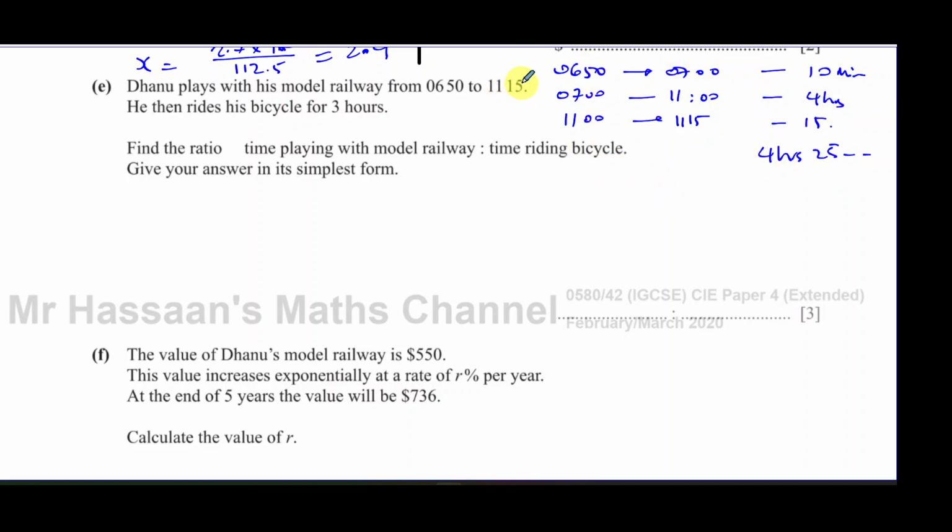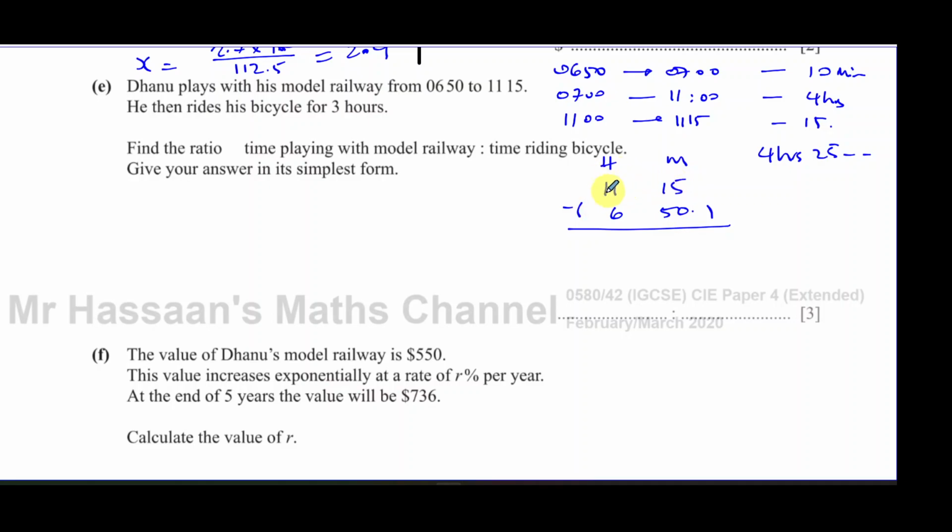Before I do that, I'm going to show you an alternative way of working out this time. If you want to find the difference between two times, you can set it up like this. You can say 11:15 and 6:50. Now, this is hours and this is minutes. I want to subtract to find the difference between them. I can't subtract 50 from 15.